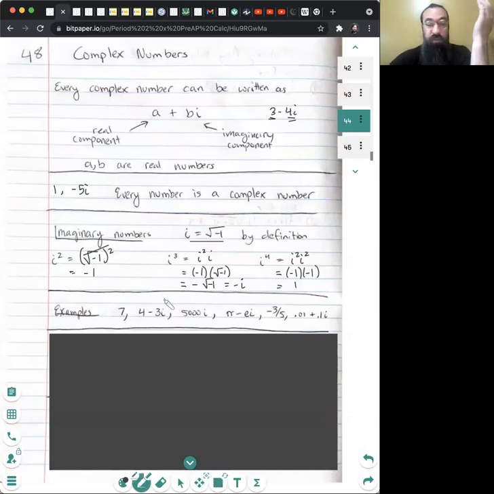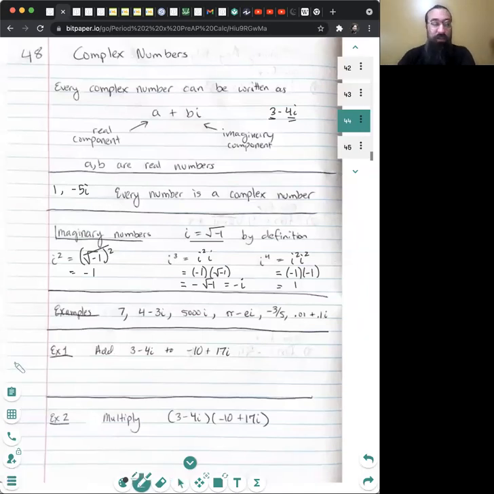And right here are some examples. These are all examples of complex numbers: 7, 4 minus 3i, 1000i, pi minus ei. If we haven't talked about the number e yet, we will. Negative 3/5, 0.01 plus 0.1i. Those are all examples of complex numbers. That's all that is, just some examples.